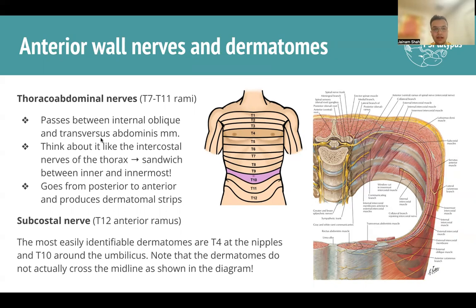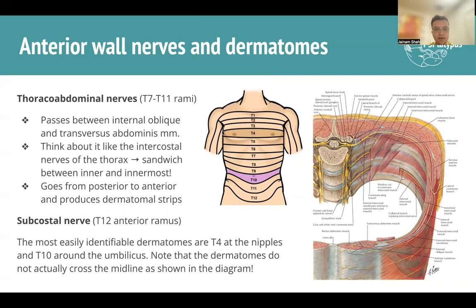Now, the easiest way to think about this is that this is the same everywhere. So if you think about the thorax, we know that the intercostal nerves there sandwich between the inner and innermost intercostal layers. It's a similar thing here. So if you think about what is the inner muscle and what is the innermost muscle of the abdomen, those would be the internal oblique and transversus abdominis, because the external muscle is the external oblique. So again, if you can draw those parallels, it makes remembering this a lot easier. And then finally, remember, it goes posteriorly from the spinal cord. It kind of wraps around the sides of the abdomen and then comes out the front, and it produces these nice dermatomal strips that you can see here.